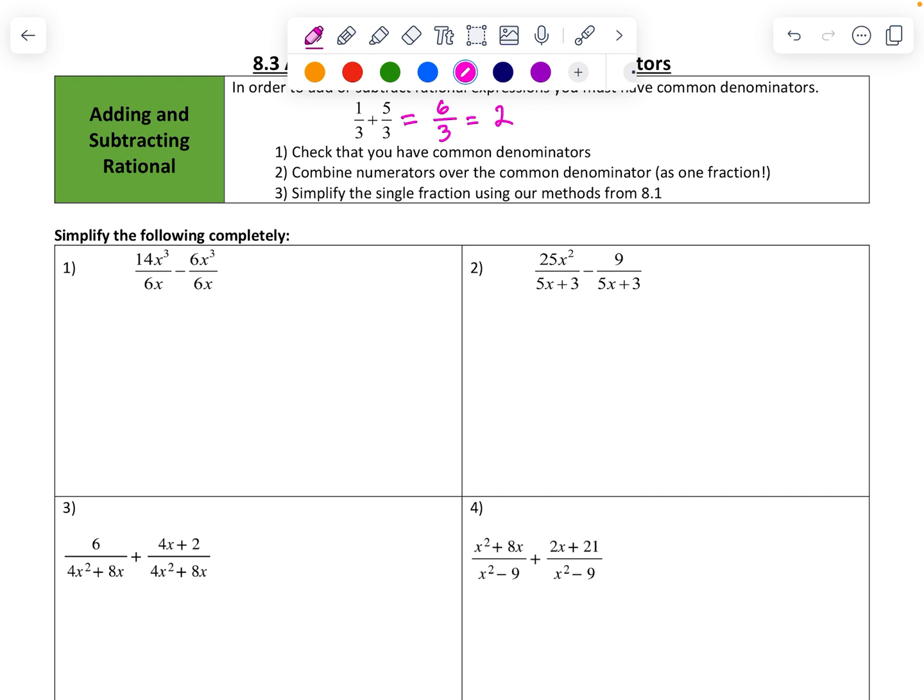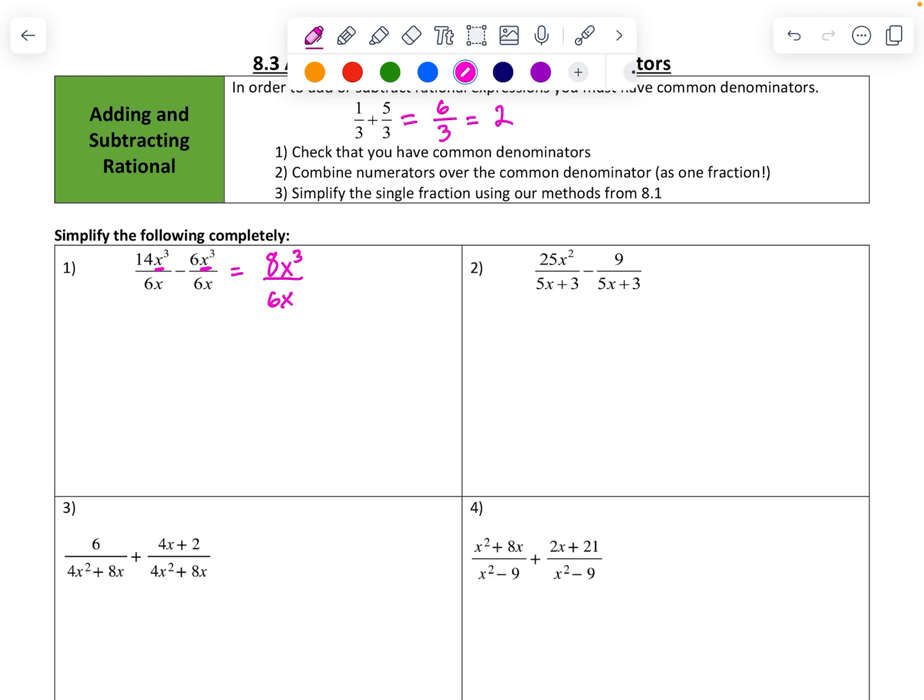So looking at number 1, I see common denominators and a minus sign. So that means I can subtract. I know the bottom is going to stay the same. And on the top, we actually can subtract because these are like terms because our exponents match. So 14 minus 6 gives me an 8, and then the exponent stays the same.